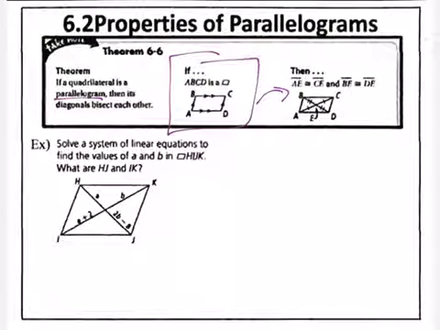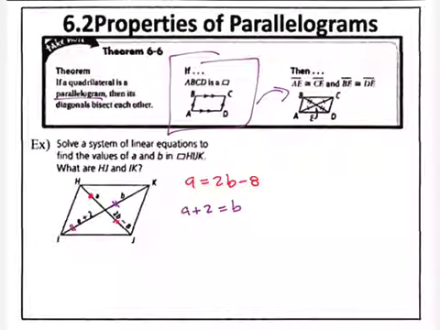This is where things get a little trickier because now we're dealing with different variables. It's not always going to line up the way we want it to. So if we look at the example here, we know that this line and this line segment are congruent. So A equals 2B minus 8. We also know that this line and this line are congruent. So that means we've got A plus 2 equals B.